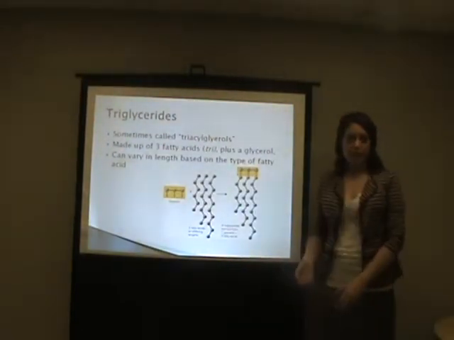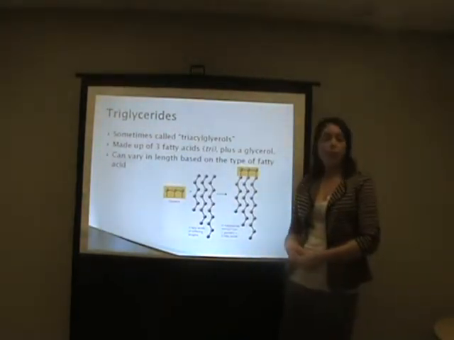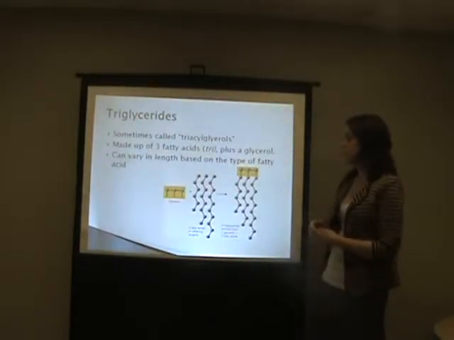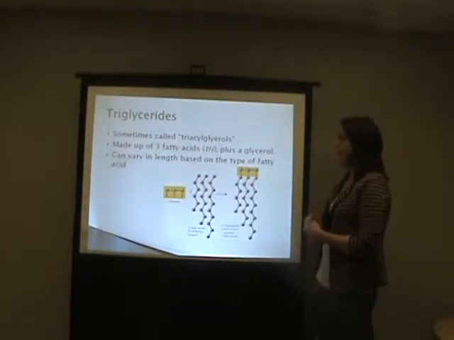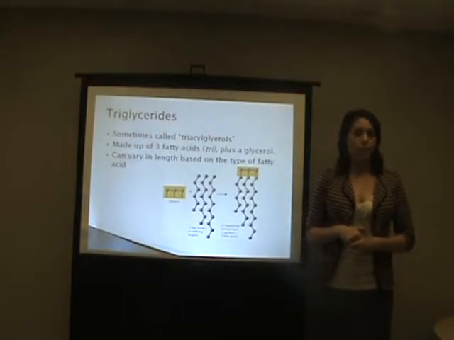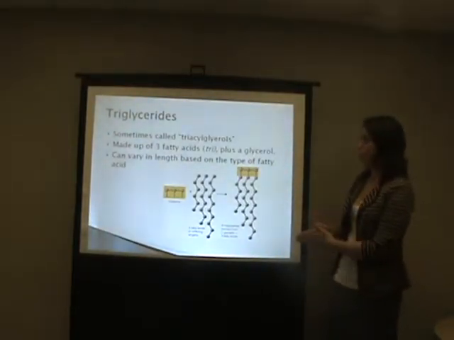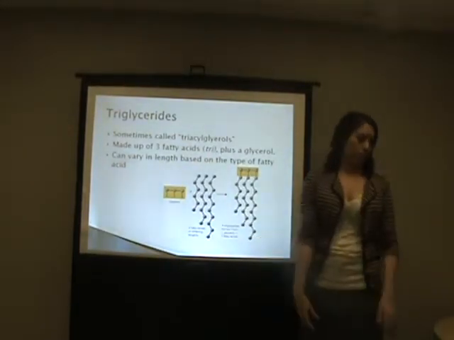So let's talk about triglycerides. Sometimes they're referred to as triacylglycerols. They're made up of 3 fatty acids, that's where the tri comes in, and then also a glycerol. And so here's some pictures of them. And if you notice, they have sometimes varying lengths. And this is based on the type of fatty acid, because there are multiple types of fatty acids that are available both in the diet and in our body. But the structure is the same. It's made up of 3 fatty acids and then that 1 glycerol bond.